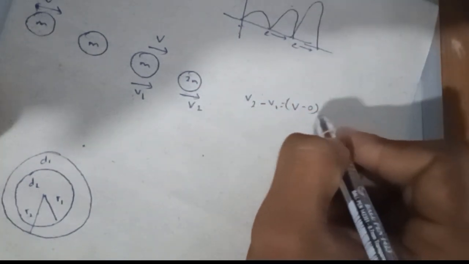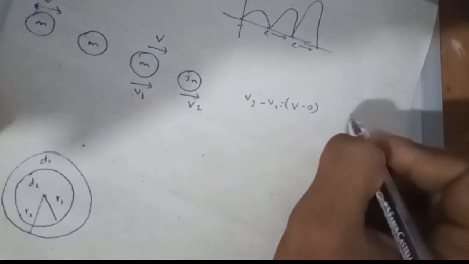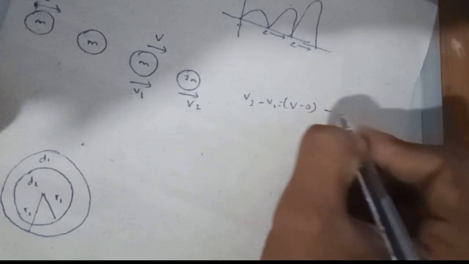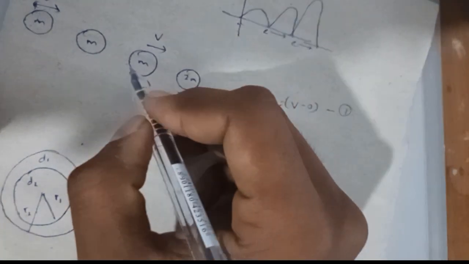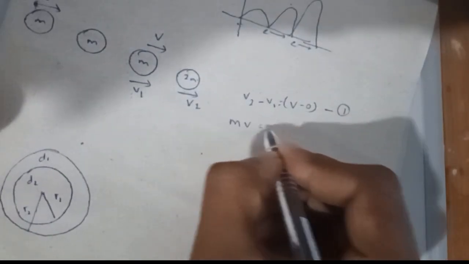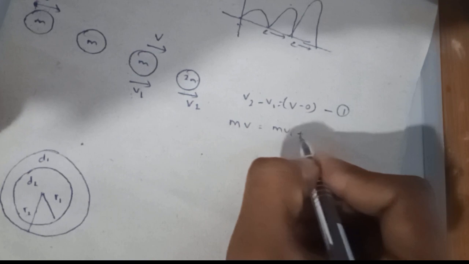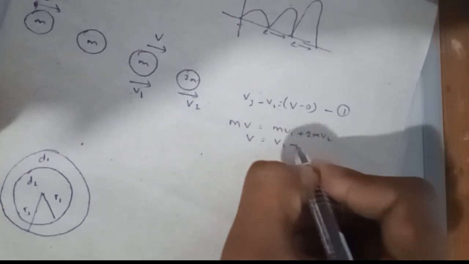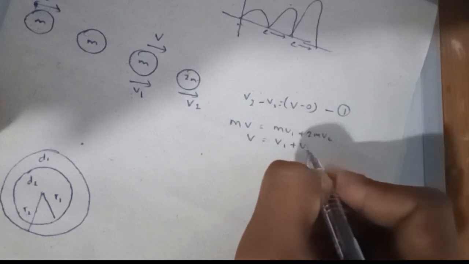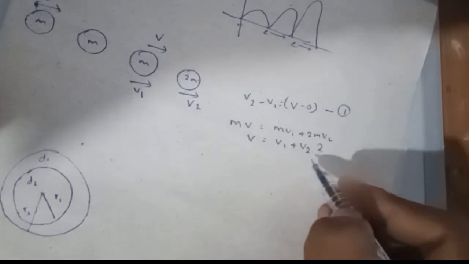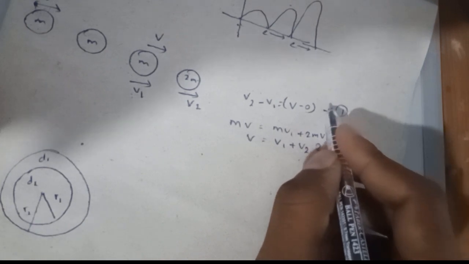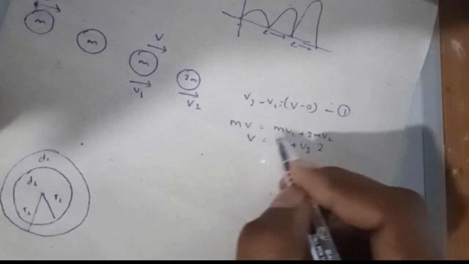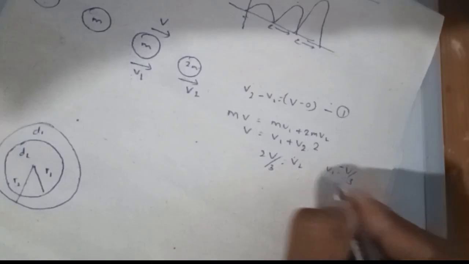Now this is derived from the conservation of energy, and from here we have an expression, that's expression number 1. And when I apply conservation of momentum, I have mv equal to mv1 plus 2mv2. By adding these expressions, we can get values for v1 and v2. So when I add them, these are going to be our answers.